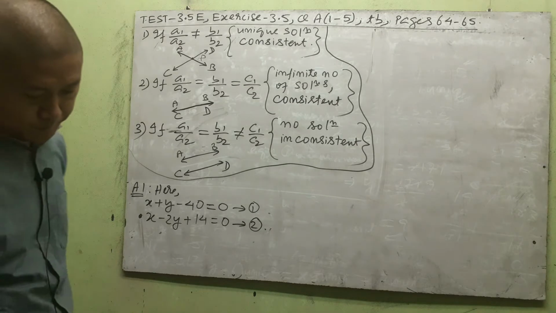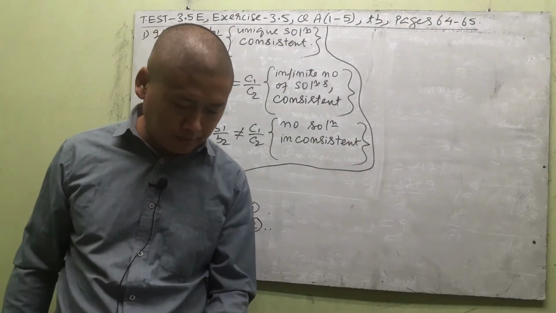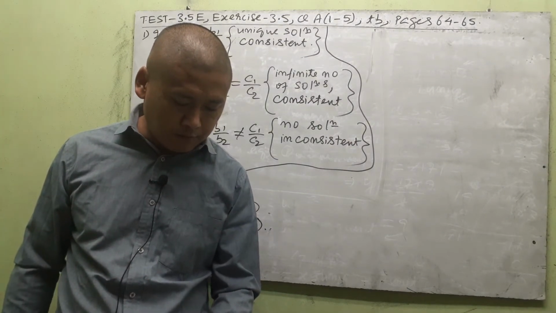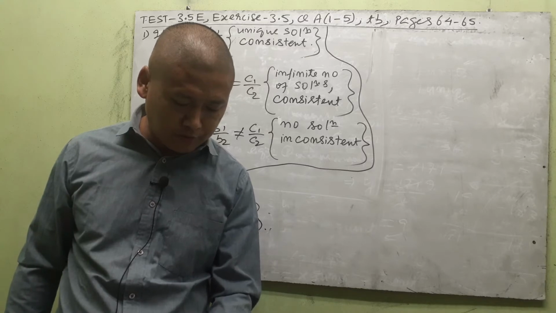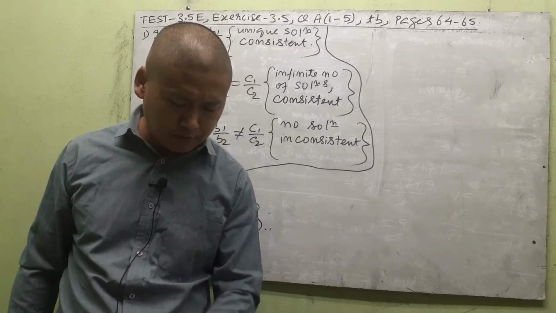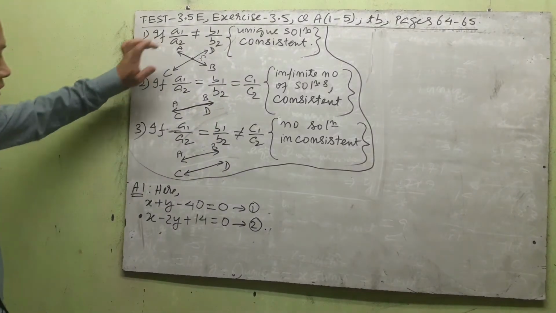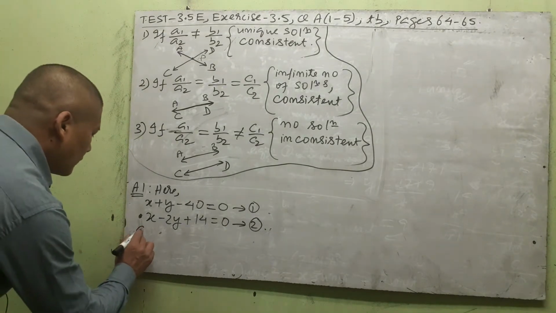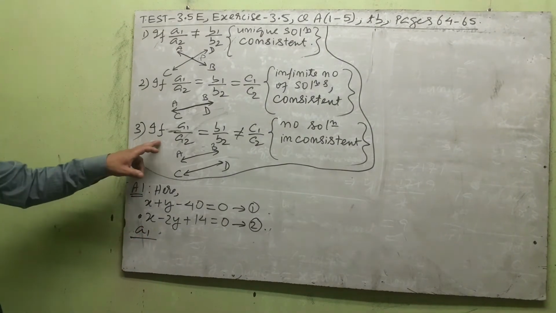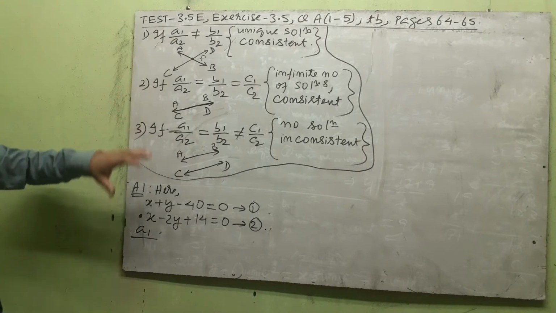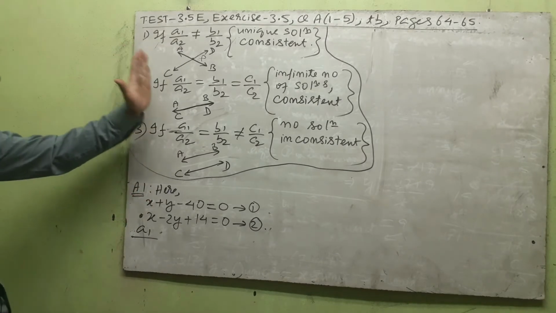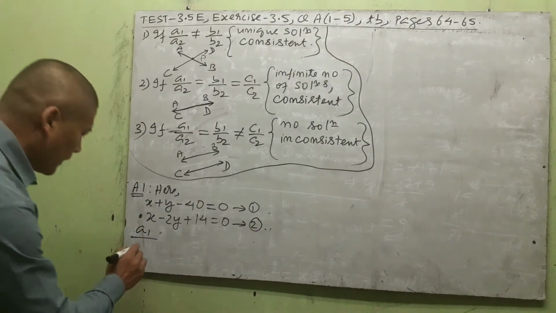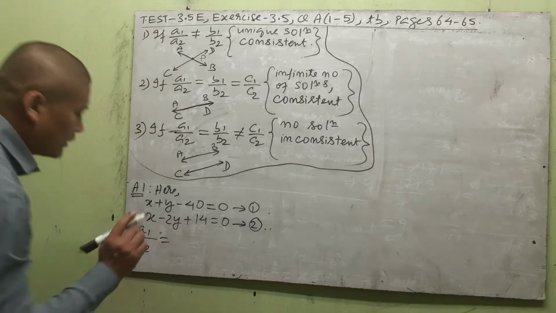So the question is saying the pair has a unique solution, exactly 2 solutions, infinite solutions, or no solution. So we have to find out by using this condition. If we don't know under which of these three it falls, we'll have to do separately A1 by A2, B1 by B2 like that. A1 by A2, let us calculate.